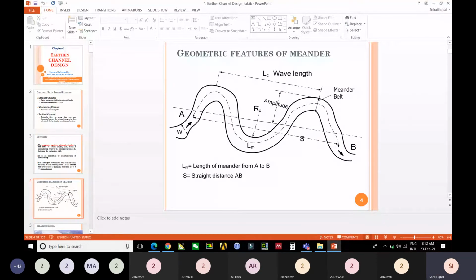Here is the curve or wavelength, the top view or plan view of the meandering channel, in which the initial point is A and the end point is B, and W is the width of the channel, which also varies from location to location, because I have also told you that the banks of these meandering rivers are very weak.